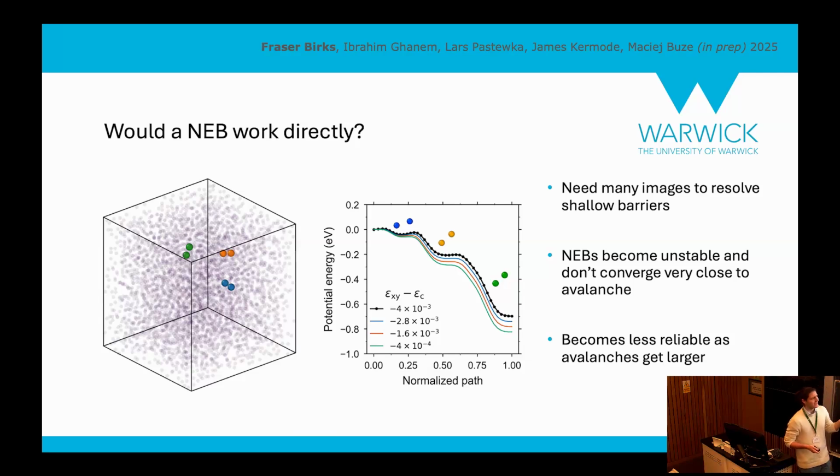And finally, this is just a 3-bond avalanche, right? When you get to 6-bond, 8-bond avalanches, NEBs completely fail. You can't do it. But actually, none of these are the main problem, right? Because it turns out the main problem is that it's extremely sensitive to your initial guess of the NEB.